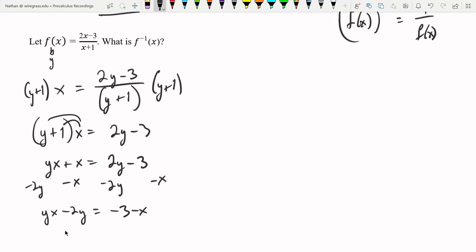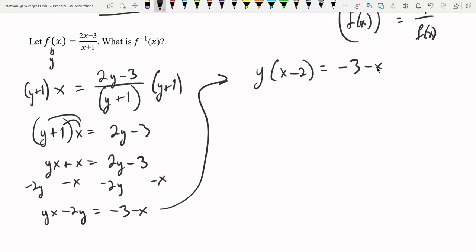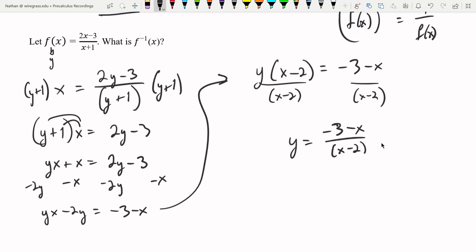At this point, I can factor out the y. And that's going to give me y(x minus 2) equals negative 3 minus x. I can just divide by x minus 2 now. That'll give me my final simplified form here. And drop these parentheses. Okay, so I'm going to rewrite this not as y now, but as f inverse of x.